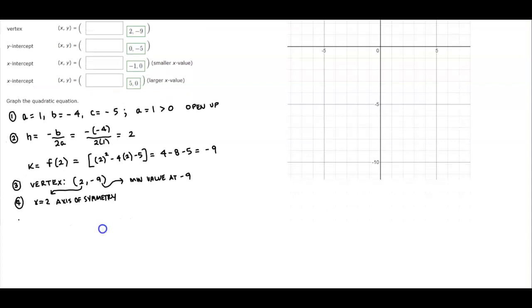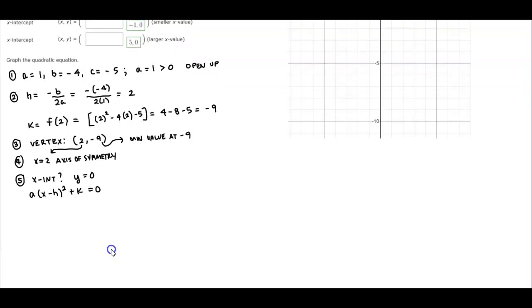Okay, so now what we want to do is figure out what are the X-intercepts and what are the Y-intercepts. So to find the X-intercepts, we're going to let y equal 0. So using the standard form, a times x minus h squared plus k, we're going to set that equal to 0. So we know the value of a is 1. This is x minus h, and we know that h is 2, squared, and we know that k is -9, and we're going to set that equal to 0, and we're going to solve for x. So we have x minus 2 squared, and then we're going to add 9 to both sides.